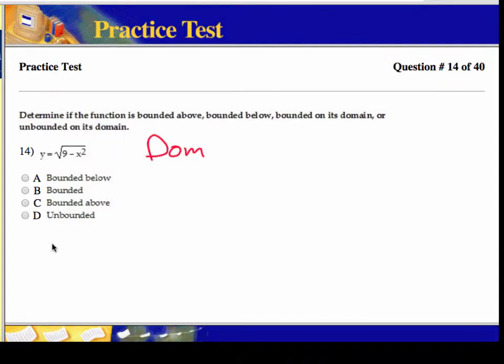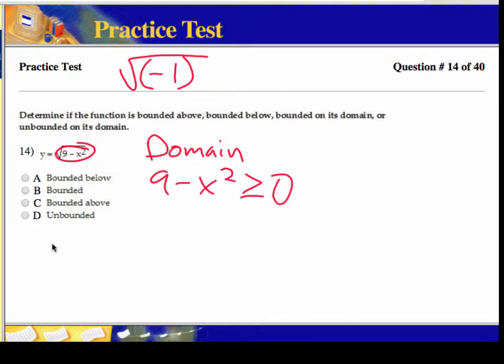So the domain of this thing can be, let's think about that. When we see the square root, what's the issue with square roots? Yeah, I can't take the square root of a negative number, right? So 9 minus x squared has to be greater than or equal to 0. And there's lots of ways we can solve this. If I say x squared, and I move the 9 over, I get a negative 9. If I multiply by negative, I've got to flip the sign.